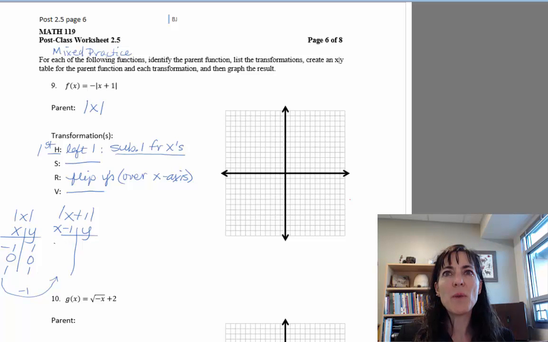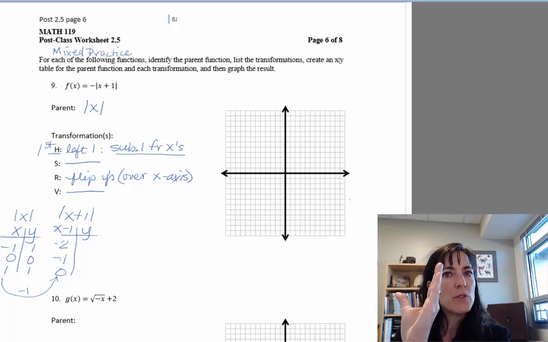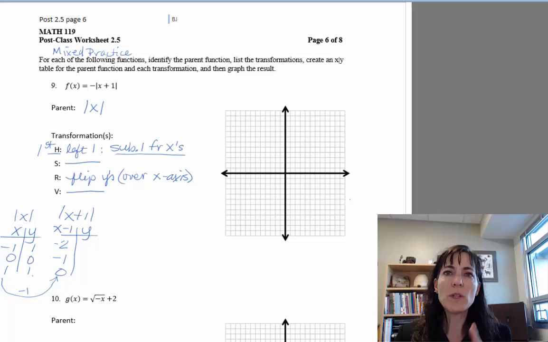So -1 - 1 is going to give me -2. 0 - 1 is going to give me -1. And then 1 - 1 is going to give me 0. So that has the effect of taking a graph and moving it to the left 1 unit. It changes only the x part, so I can change only the x part and get that same effect. My y parts are going to remain unchanged, so I just write them down, 0, 1, 0, 1, and then I'm ready for my next transformation.